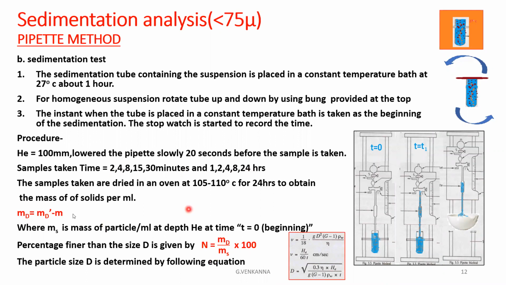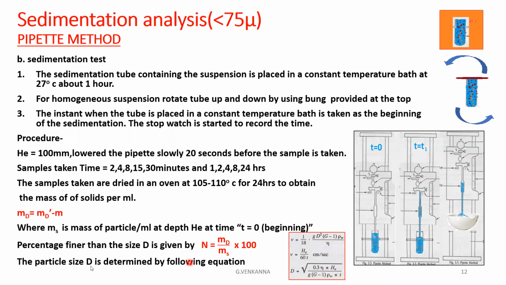After the samples are taken, the samples in the weighing bottles are transferred to an oven at about 105 to 110 degrees for 24 hours. So the samples taken at each time interval, from 2 minutes up to 24 hours, are oven dried at 105 to 110 degrees for 24 hours to obtain the mass of solids per ml. This is the procedure we have to follow in the pipette method.